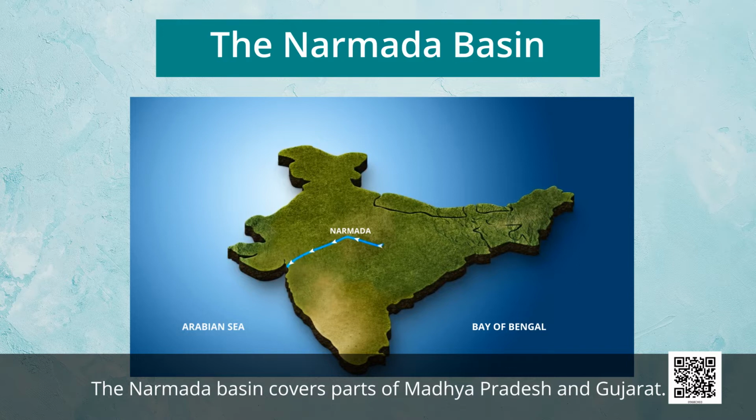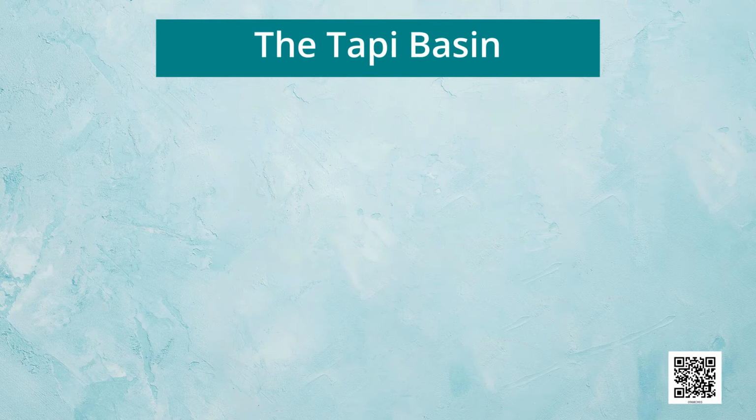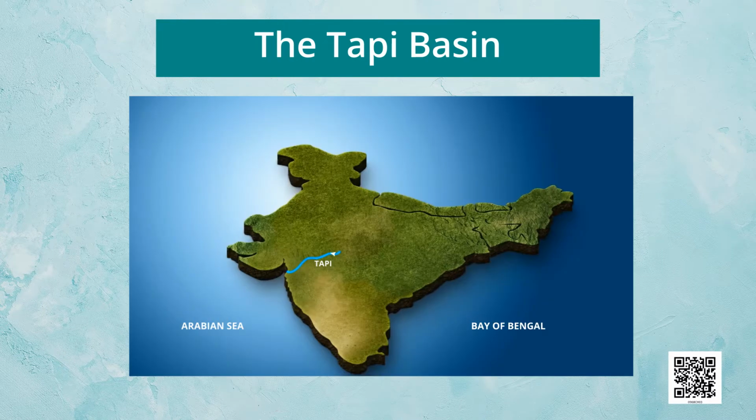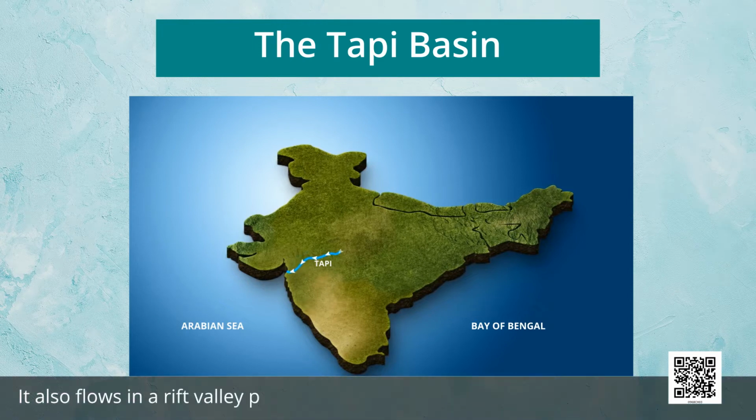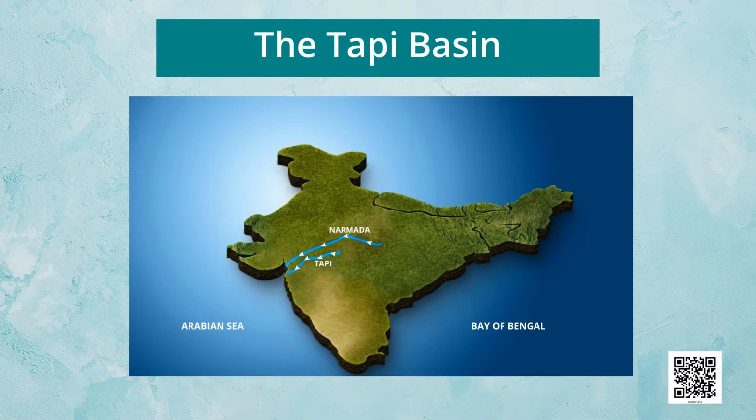From Narmada, we move to the Tapi Basin. The Tapi rises in the Satpura ranges in the Betul district of Madhya Pradesh. It also flows in a rift valley parallel to the Narmada, but it is much shorter in length. Its basin covers parts of Madhya Pradesh, Gujarat and Maharashtra.